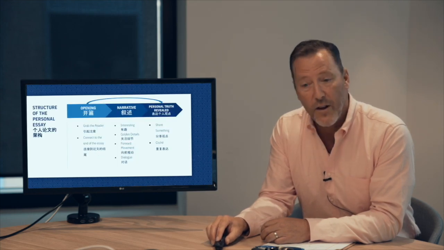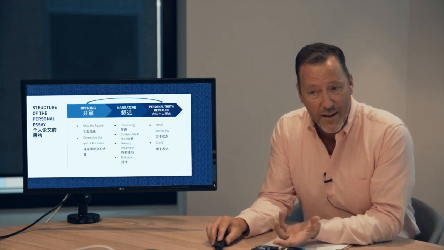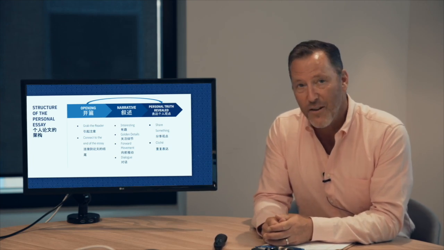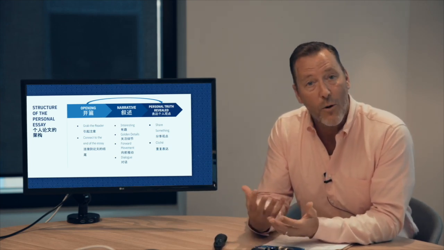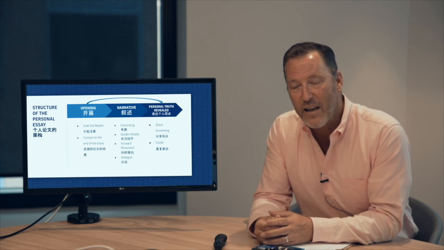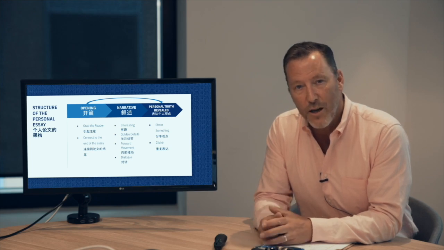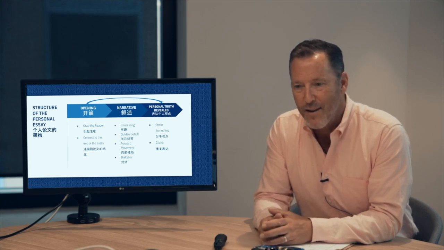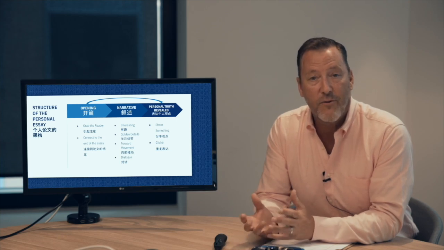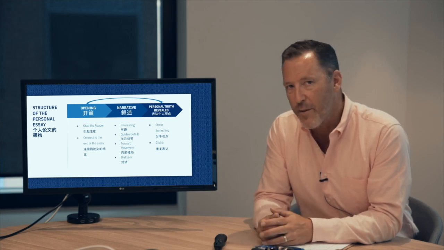And that's a big piece of the evaluation process. The structure of a personal statement has a strong opening, a narrative or story, and then finally a personal truth revealed. And for the students out there that are trying to understand this better, they focus often too much on the narrative. I think that the narrative is really just a delivery mechanism. The story is just a delivery mechanism.